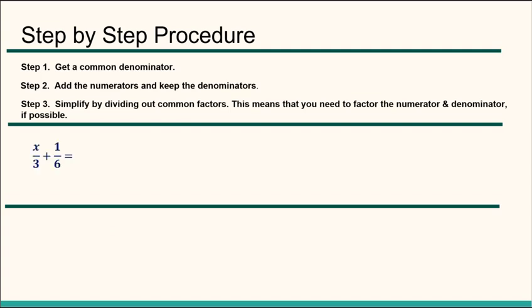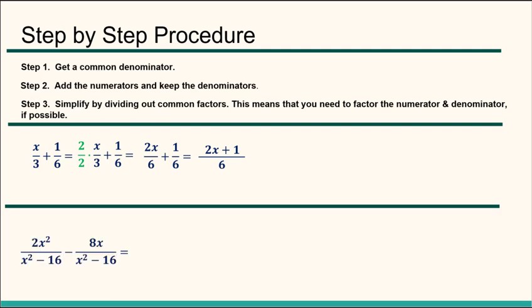x over 3 plus 1 over 6. Do I have a common denominator? No. So what I'm going to need to do is decide what I want the denominator to be. I think I want that denominator to be 6. The first one needs to be multiplied top and bottom by 2. So I'll end up with 2x over 6 plus 1 over 6. Then keep the same denominator, add the tops. Will anything factor? Nope, you're done.